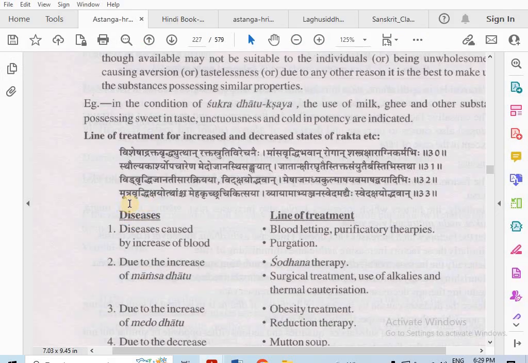What treatment to be done in both? Then they say meha kruchra chikitsaya. Meha, that is you can say as diabetes, right? And then kruchra, and chikitsaya as treatment. So two types of treatment.